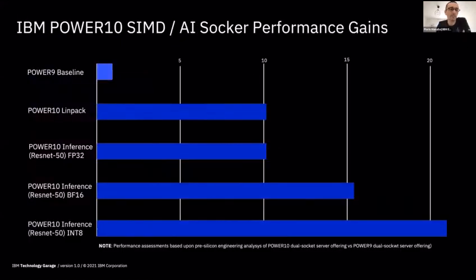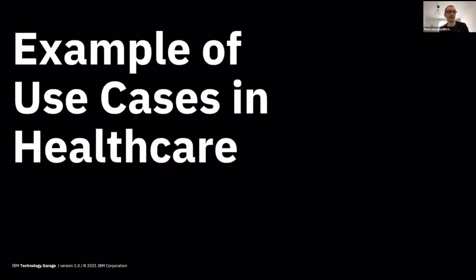So here is some performance gain simulated by our labs compared with the current Power9 baseline processor, where we aim for Power10 with LINPACK, with inference for FP32, you see here, or BF16. So you see here the jump in performance when you use the brain floating point, right? That's something we see, and we believe it will be a massive improvement by just switching to brain floating point when you run inference or if you want to do training. So that's something we plan to bring, right?